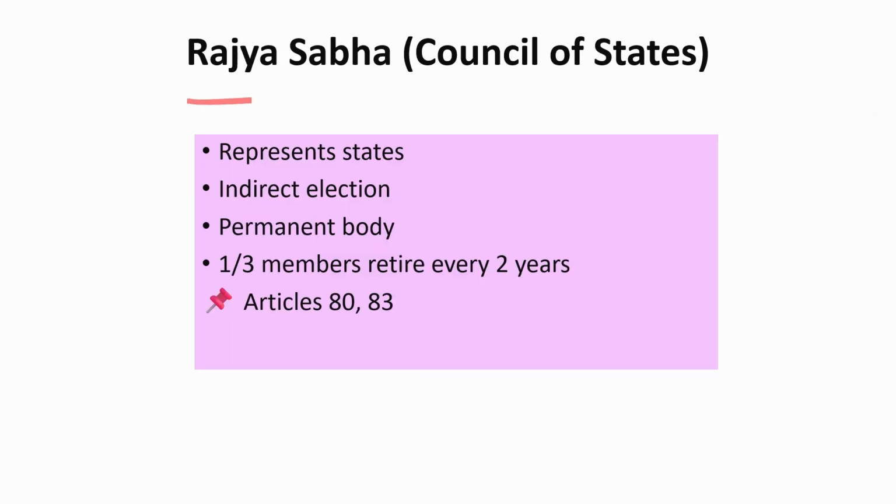Now, what is Rajya Sabha? Rajya Sabha is the Council of States. Its members are elected indirectly by state legislatures and it represents the states of India. It is a permanent house, meaning it is never dissolved. Instead, one third of its members retire every 2 years. So, this ensures stability and continuity in governance, and its provisions are mentioned in Article 80 and 83.